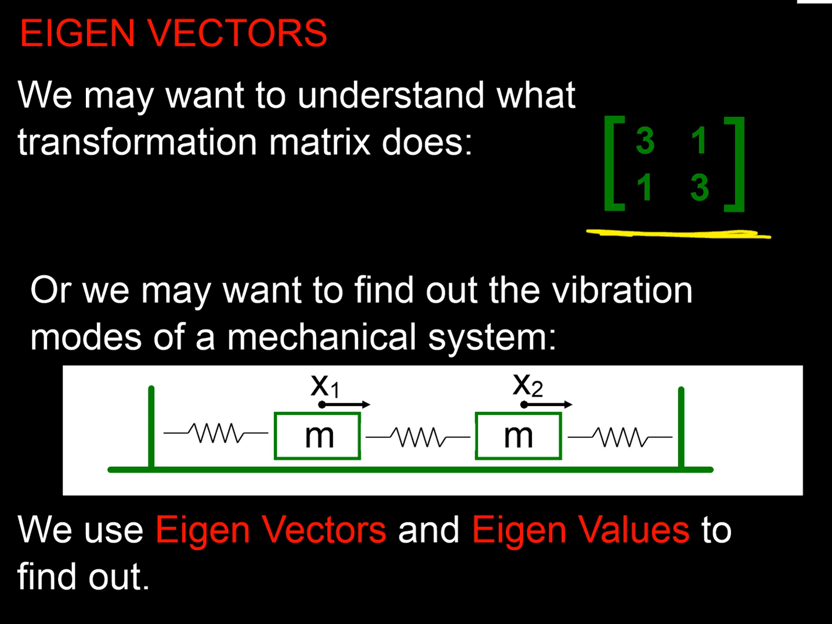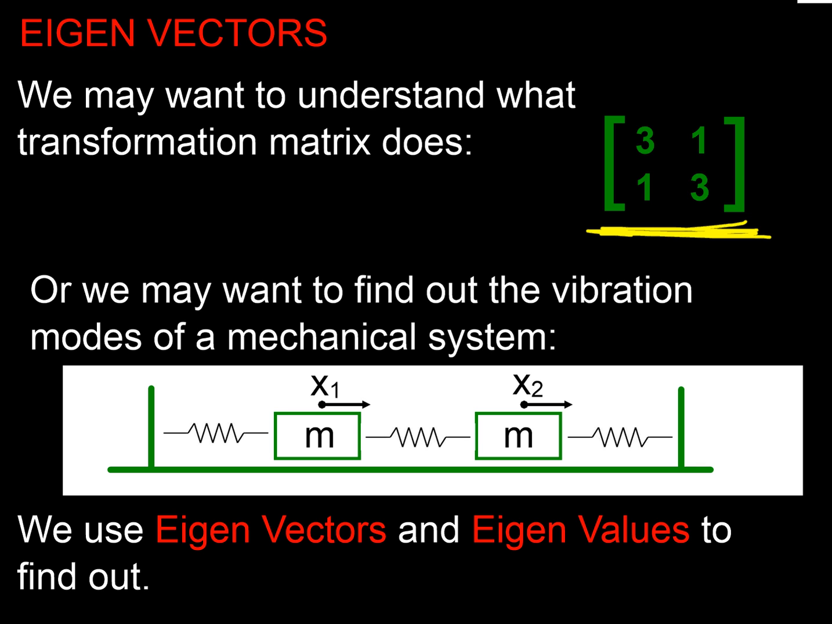Hello, quick video on eigenvectors and matrices. Quite often we might have a matrix like this one here, and it'd be useful to know what that transformation is. Alternately, we might have a vibrational mechanical system like the one below here, with some weights and some springs going between them, and we might want to know what the vibrational modes of that system are.